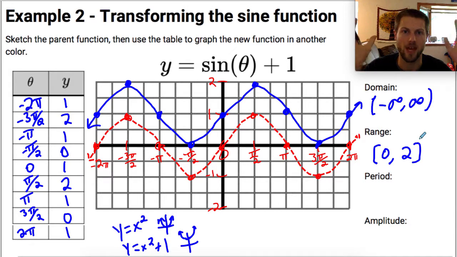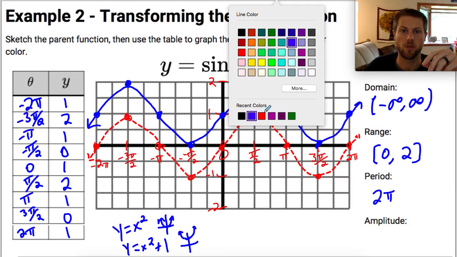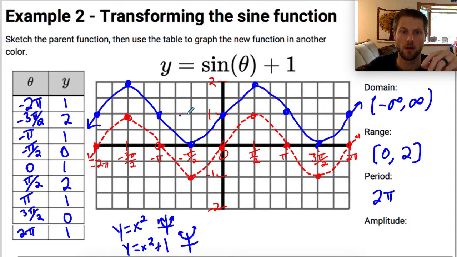I've not done any sort of dilation or stretching with my x values, so this period is still going to be 2 pi. It takes 2 pi radians to get back to where I started in this wave. My amplitude, surprisingly, is the same as well. You might think that I've affected it because I've made a vertical transformation, but if you look at the distance from the midline to the maximum, it still is 1 unit high, right? So there's one unit between 1 and 2. So that amplitude is still 1.